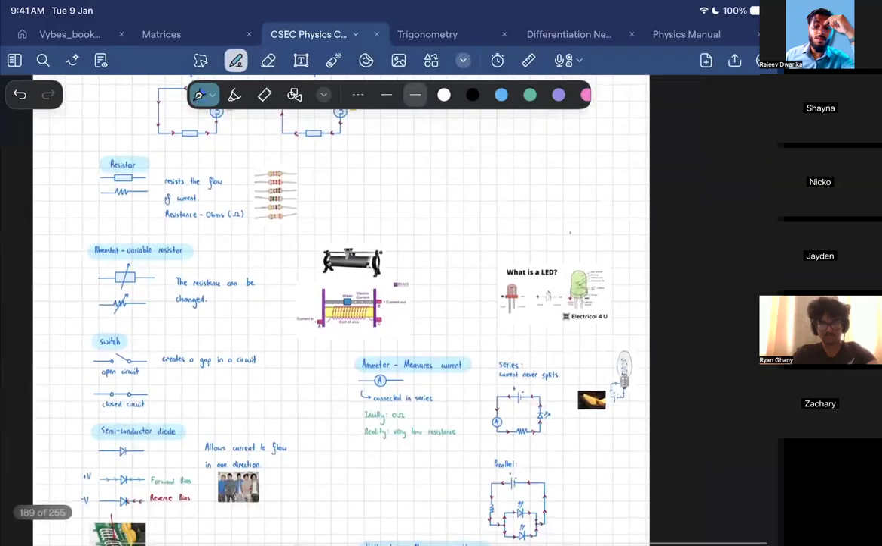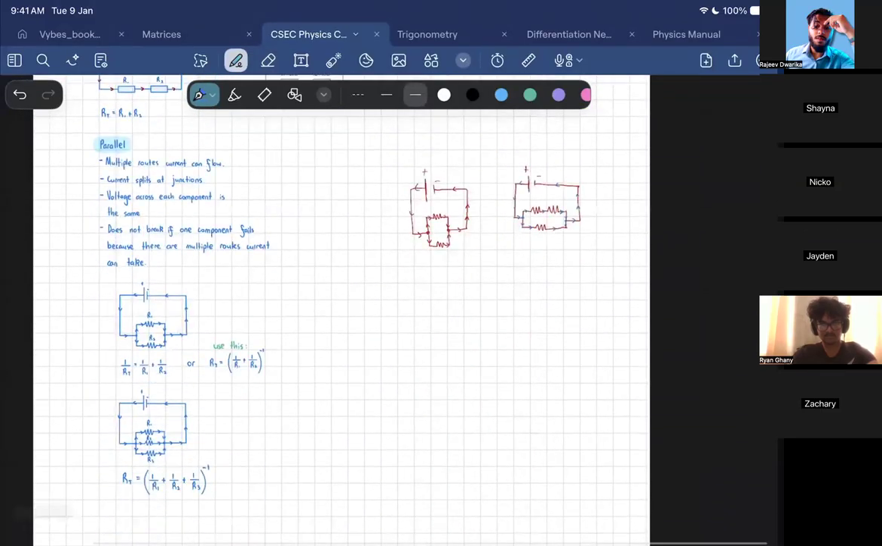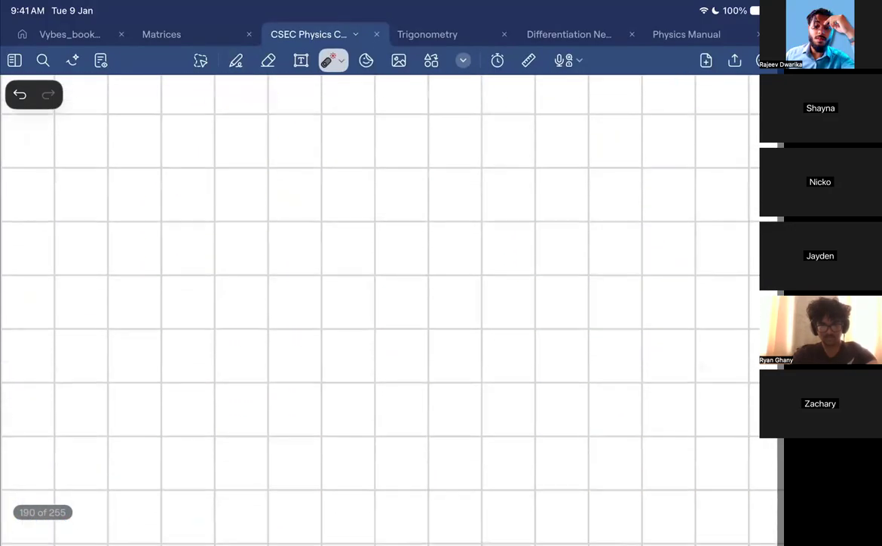Alright, so that brings me to this other point. I didn't show you all how to add resistors that are in parallel. So let me show you all how to do that now. So in a parallel circuit, obviously you have multiple routes current can flow. So let me explain something.